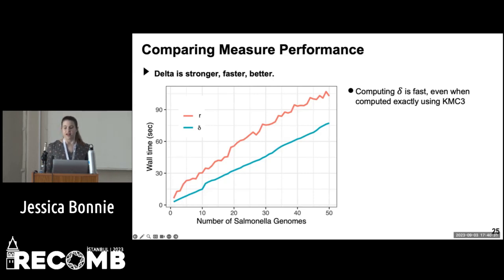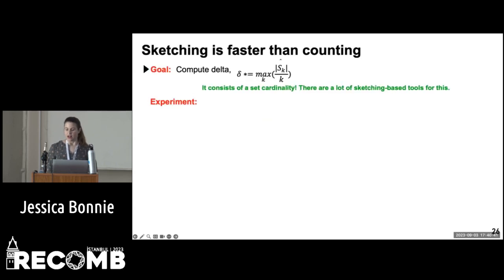One of the reasons that we think delta is preferable to other measures is that it's primarily concerned with cardinality, as we discussed, which means that we can make use of a number of existing tools to quickly and accurately estimate it. DandD uses Dashing by Daniel Baker. For precise counting rather than estimation, we use KMC3.